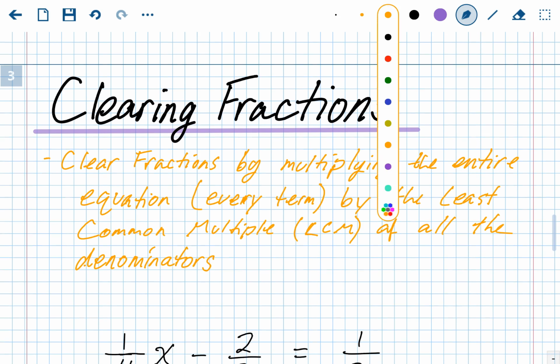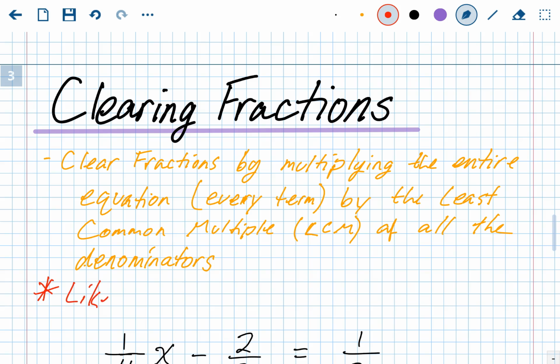Now, one thing, it's not about clearing fractions, but it's about equations that have a lot of fractions. If your equation has a lot of fractions, whether they're coefficients or constants, you're more likely to get a fractional answer. So if you're doing these and you get a number over a weird number, some weird fraction, that's okay, because you're more likely to do it when you're dealing with fractional numbers.